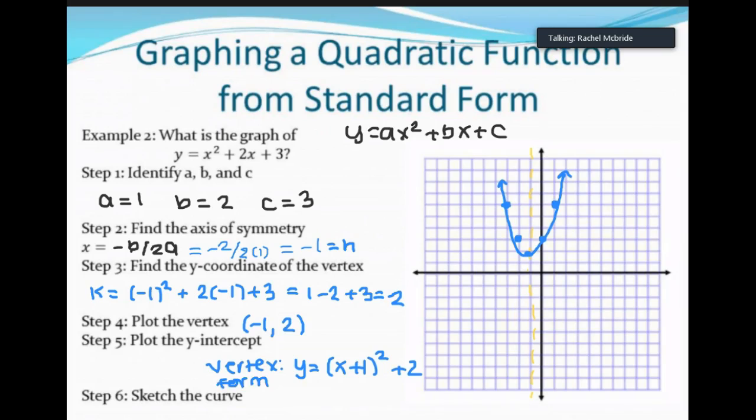The y-intercept, if you look over at our graph, it's at 3. The y-intercept is always the c value in standard form. So in this case, the y-intercept is 0, 3.